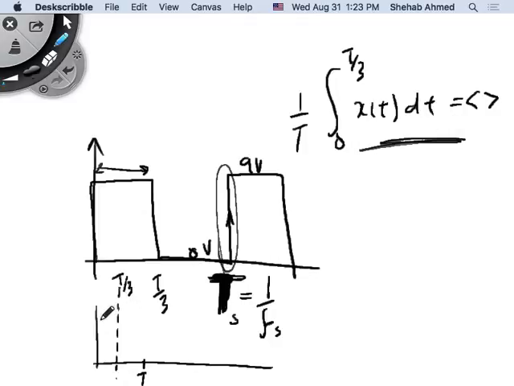But now I'm using the same device, and if I shrink the time a lot, this rise time and fall time will become a significant amount of that switching period. So now I have a waveform that looks more like this.